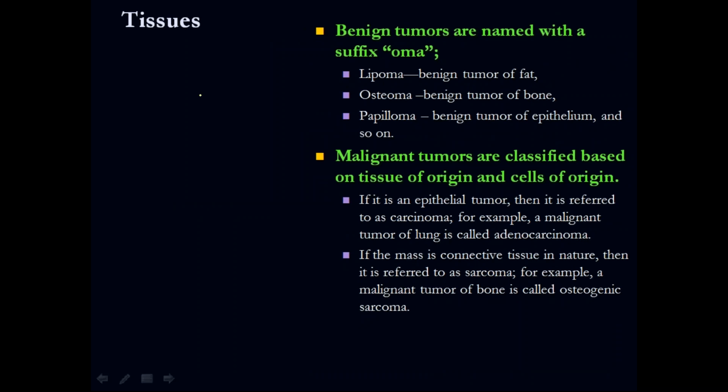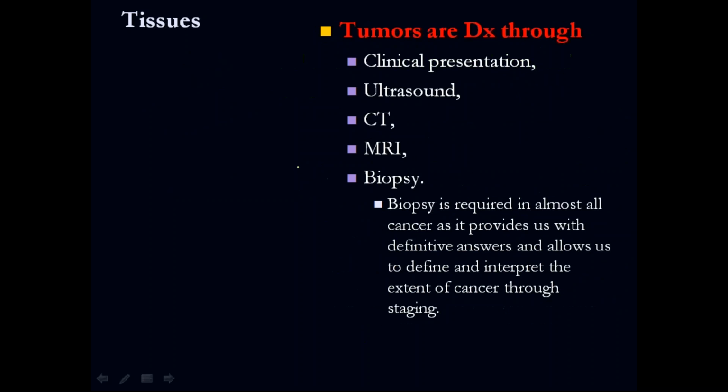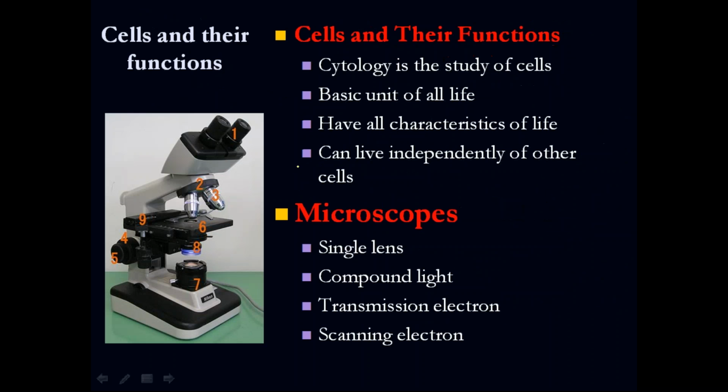Okay. Just remember, all cancers that come from epithelium are going to be carcinomas. And all cancers from the connective tissue are going to be called sarcomas. Sarcomas are much more aggressive than the epithelial tissue carcinomas. Okay. All right, so let's keep going.